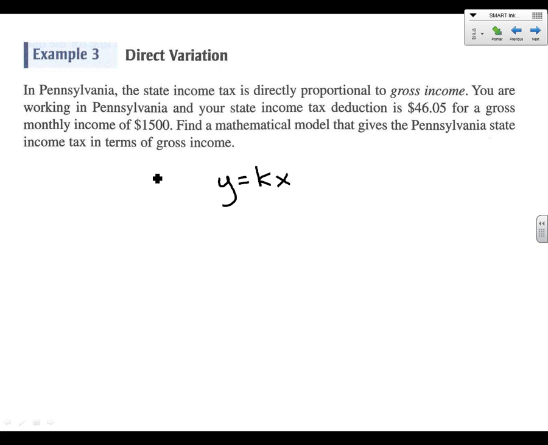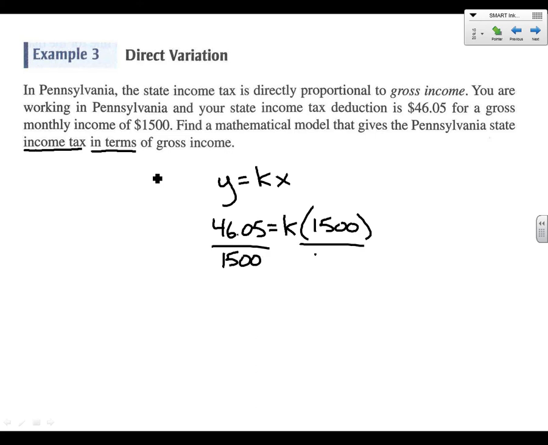All right, so we've talked about this before. In terms of is saying what's by itself, and so the thing that came first is the income tax. So we need to put that all by itself. So the income tax was 46.05. That's in terms of, so by itself. K we don't know, and x is 1,500. So our job here is to get k all by itself.